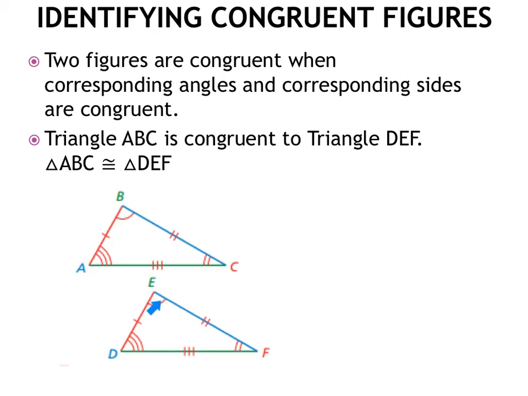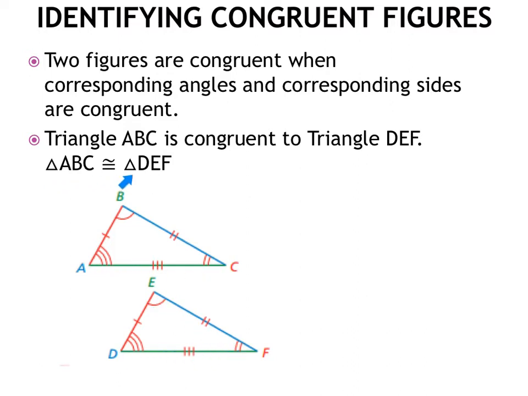So they're corresponding congruent parts. B is congruent to E, because they each have 1 line, and angle C is congruent to angle F because they each have 2 lines. Same with the sides. Side AB is corresponding and congruent to side DE. We know that they're corresponding because they're on the same side, same location. We know they're congruent because of the marking. BC is congruent to EF, and AC is congruent to DF.